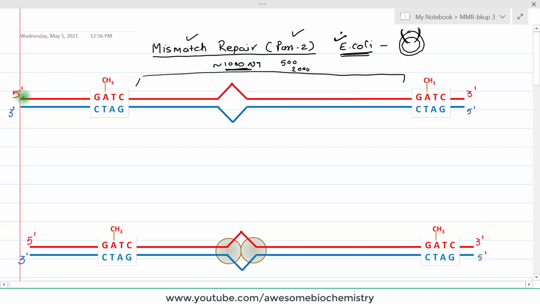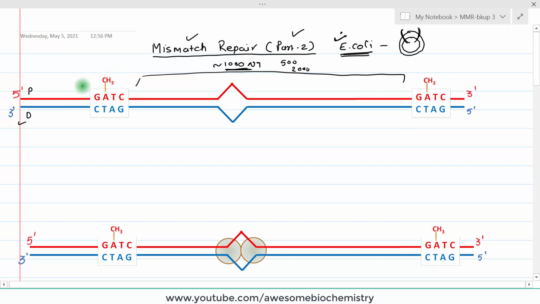Okay, this red one is the parental strand. Why? As we discussed in the previous video, it is methylated. The older strand is always methylated in the case of E. coli, whereas the daughter strand, when freshly synthesized, is unmethylated. So when does the daughter strand become methylated? After 1 or 2 hours of replication. So within that small time window of 1 to 2 hours, the daughter strand is unmethylated.